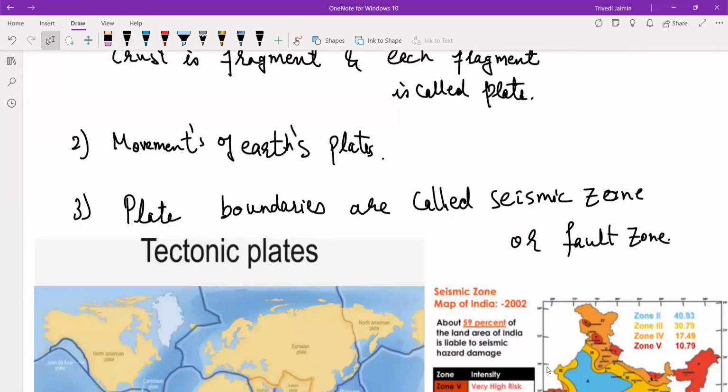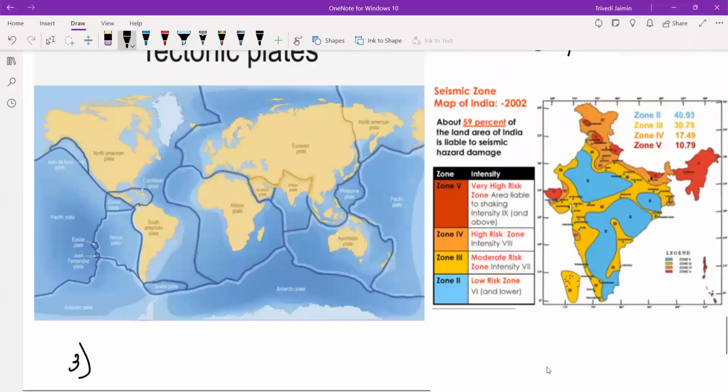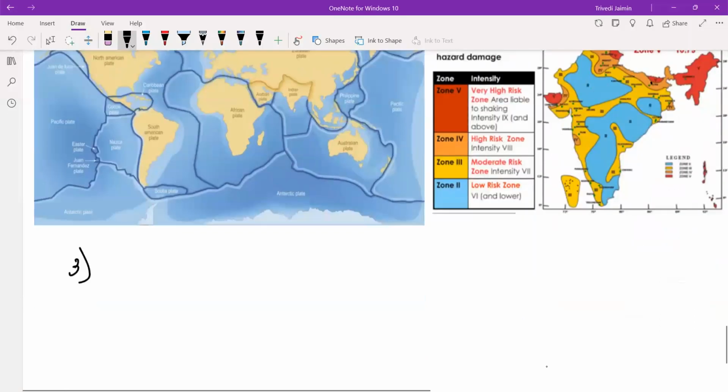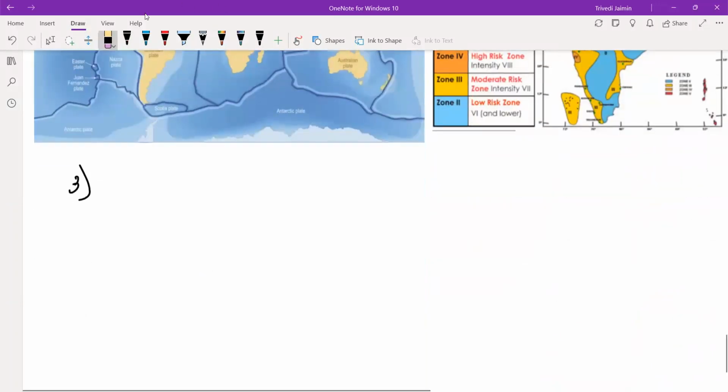Plate boundaries are called seismic zone and fault zone. So even earthquake may occur due to volcanic eruption. Let's write that also. I didn't erase this. Number 3. Is it number 3 only? Okay. Yes, sir. No, sir, number 4. Yes, it's number 4. So earthquake may occur. You can end your statement. I'm writing here.